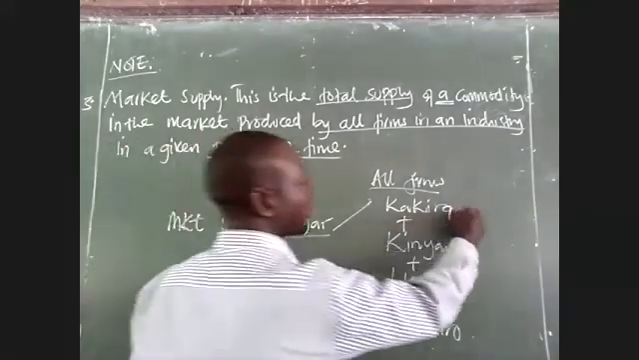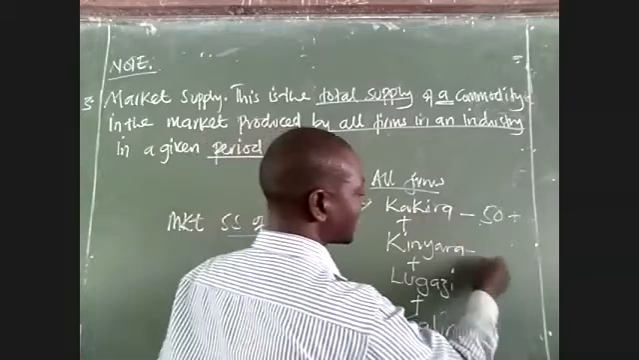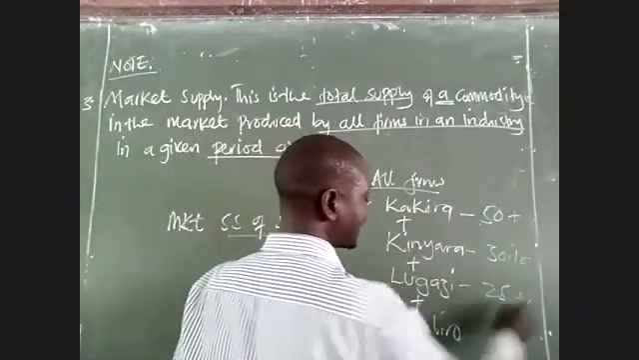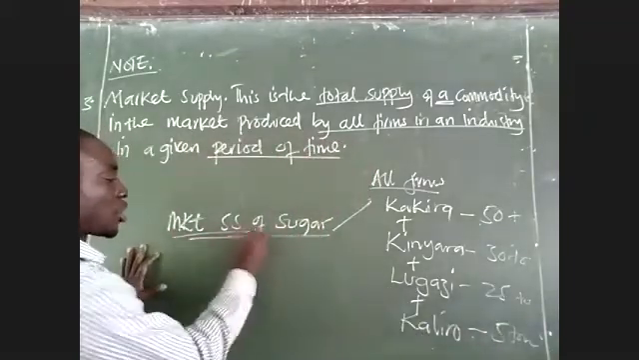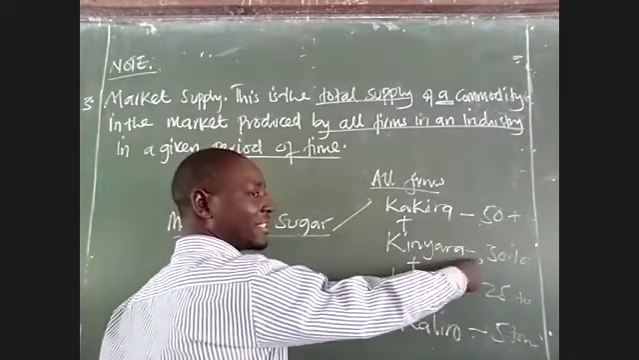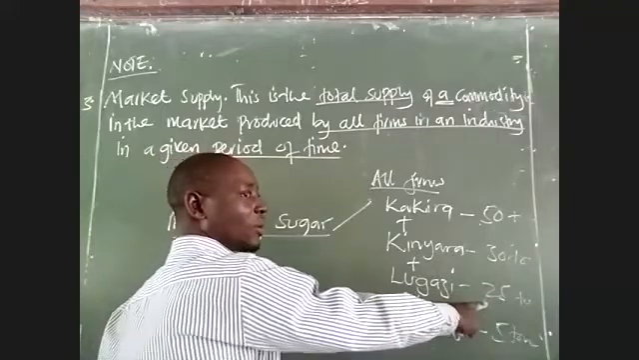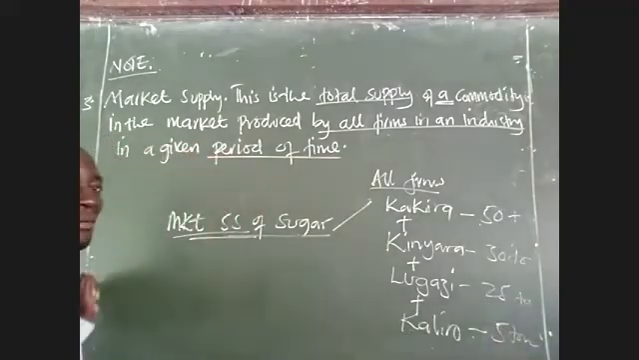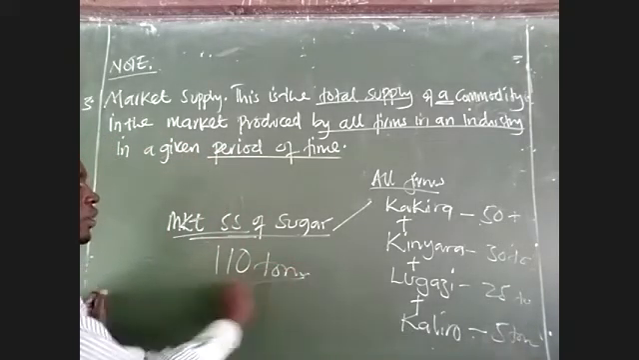If, for example, Kakira produces 50 tons, Chinyara produces 30 tons, Lugazi produces 25 tons, and Kariro produces 5 tons. What is our market supply for sugar? We add 50 plus 30, that is 80. 80 plus 25, that is 105, plus 5, and that is 110. So the market supply is going to be 110 tons of sugar.